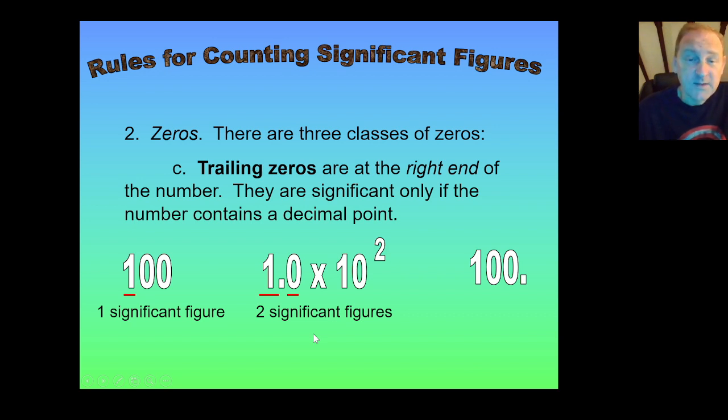Please note, when we talk about scientific notation again later, that the 10 to the second does not count as significant figures. These are just placeholders or extra zeros. This just means you move the decimal place over twice. In this situation here, the number 100 written again with a decimal place, there are 3 significant figures because there's a decimal place, so it counts those zeros.